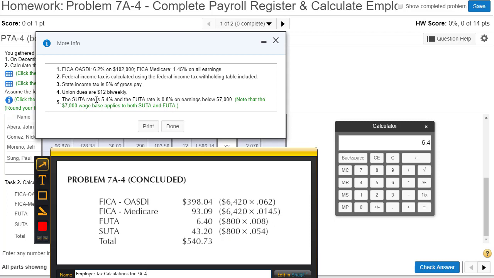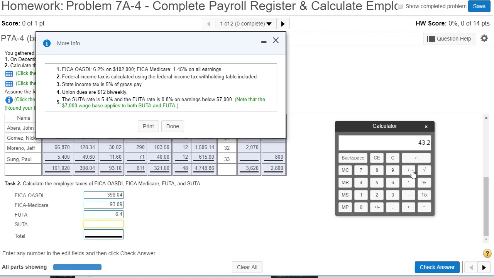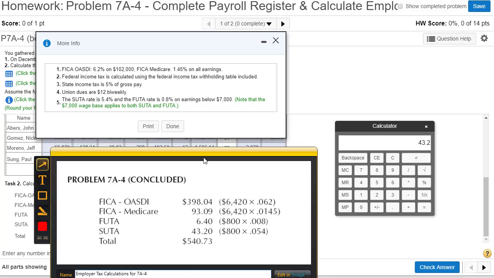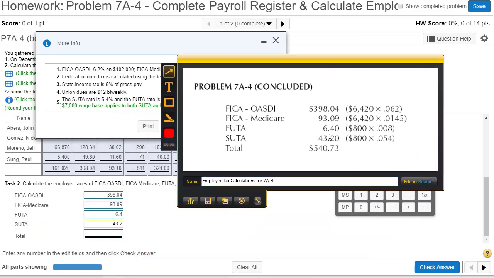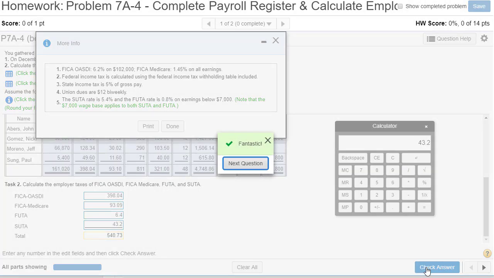And then we're going to multiply that by the 5.4%. So clear this, we get 800 times 5.4%, $43.20. So that's how we got this $43.20. So here's the calculations if you forgot how the employer's payroll taxes are calculated. Then we add them up and we get 540.73. And then you hope and pray that everything is correct.